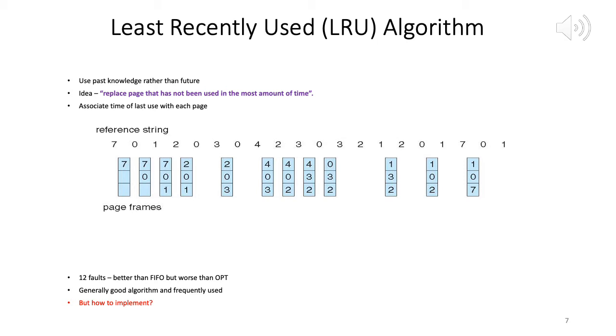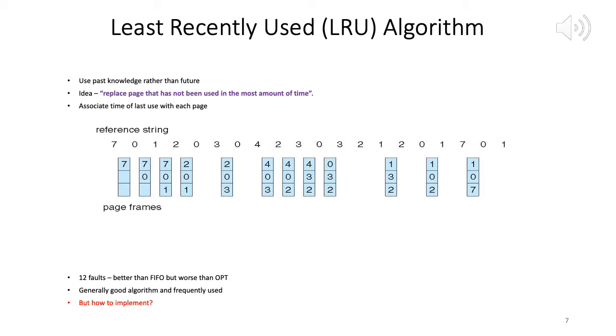Right, so we say that optimal is hard to implement, good performance, but something like FIFO is very simple to implement, but performance is not up to the mark. So can we get something in between which can give us decent performance in terms of small number of page faults, but at the same time which is quite feasible to implement. Okay, so this brings us to least recently used, or LRU algorithm.